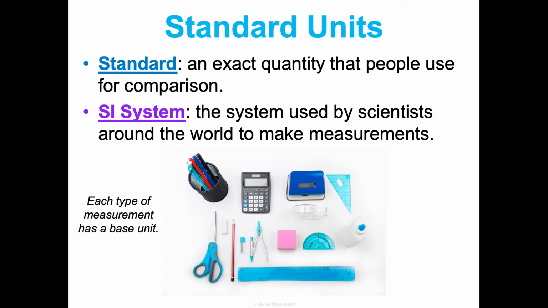Now, each type of measurement has a base unit, and then we use prefixes to change the base unit based on multiples of 10. And the reason we do this, which we'll talk about a little bit more, is because, again, we want our measurements to be precise and accurate, but we also want them to make sense. And in order for them to make sense, we don't want to have giant numbers or really tiny numbers to look at. That can get a little confusing. And so that's where we're going to use prefixes and different units in order to make our numbers just a little bit more manageable to work with.